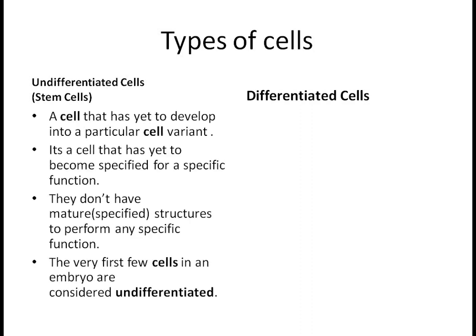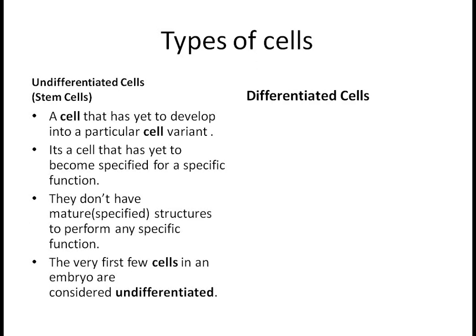These are the cells that have yet to develop some particular function or specific role to play. It means that stem cells do not have a specific function to perform. They are there as a storehouse of your cells. If your body requires cells of your nervous system, they will become the cells of your nervous system.